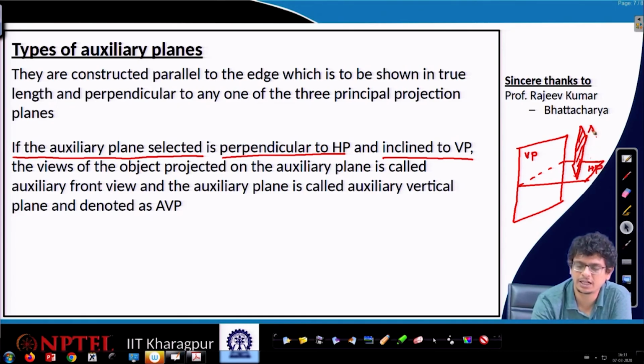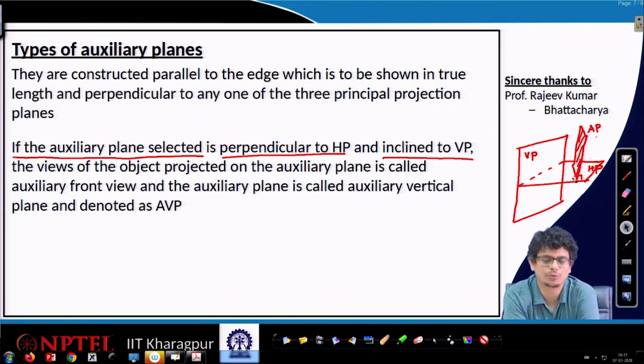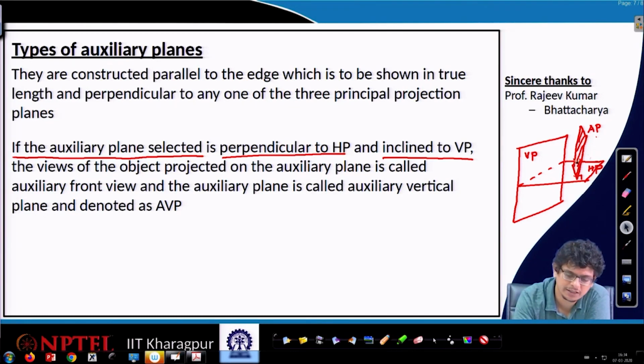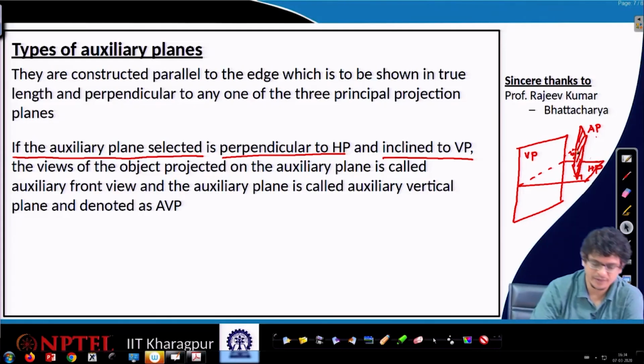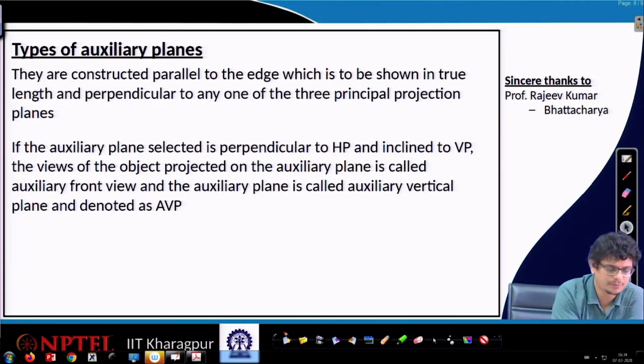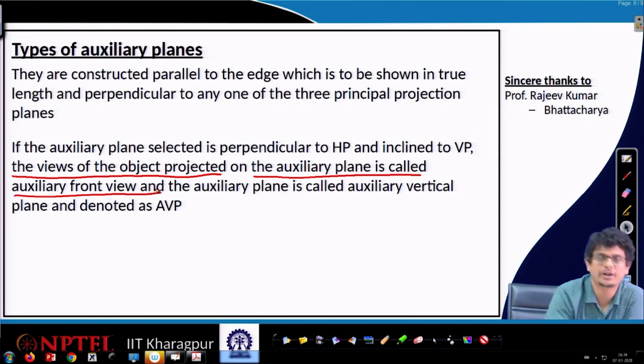We have an auxiliary plane which is making 90 degrees with the horizontal plane, but it makes an inclination angle with respect to the vertical plane, because if we connect, this entire plane is going to intersect there and make an angle. If we have such kind of planes, the view of the object projected on the auxiliary plane is called the auxiliary front view.